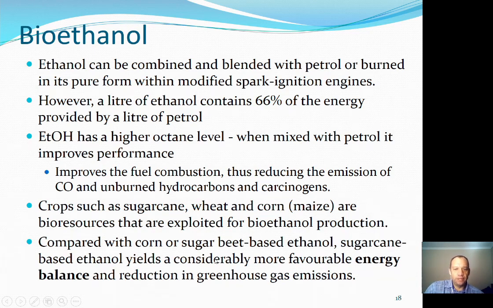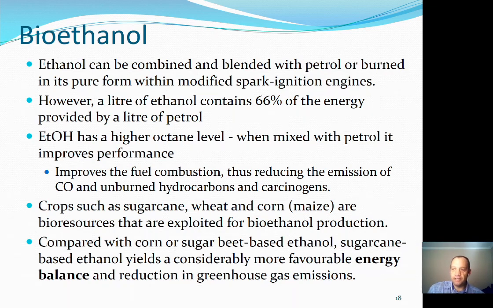Compared with corn and beet sugar based ethanol, the sugarcane based ethanol has considerably more favorable energy balances and a reduced greenhouse gas emission. So what do we mean with energy balance? We mean that with producing any fuel, especially a biofuel, there's a lot of energy input. If you're growing a crop to produce a fuel, you are spending a lot of energy maybe planting plants, spraying plants, harvesting plants. All of that requires a lot of energy being burned.